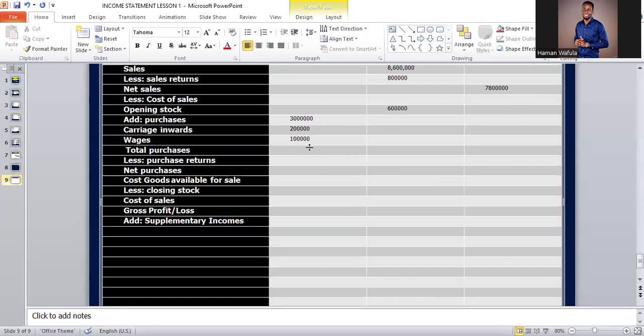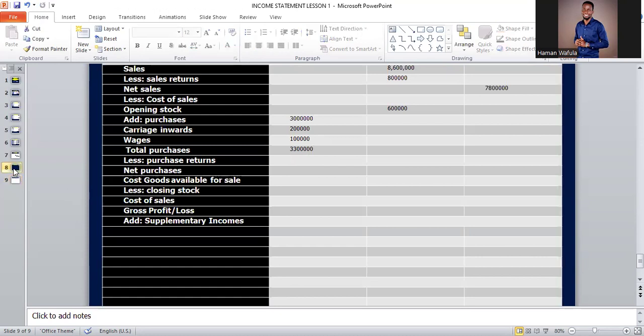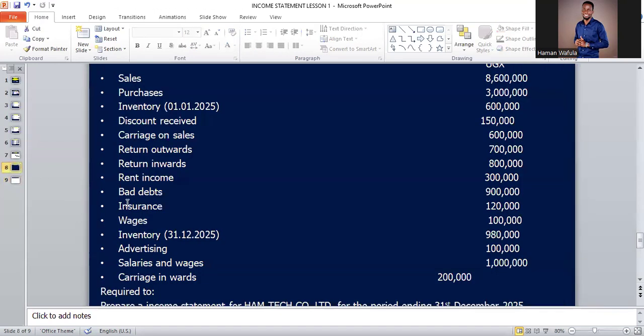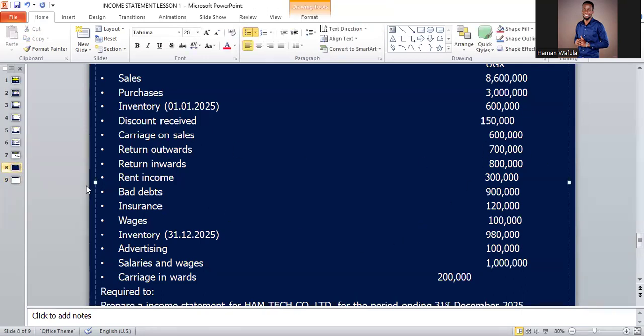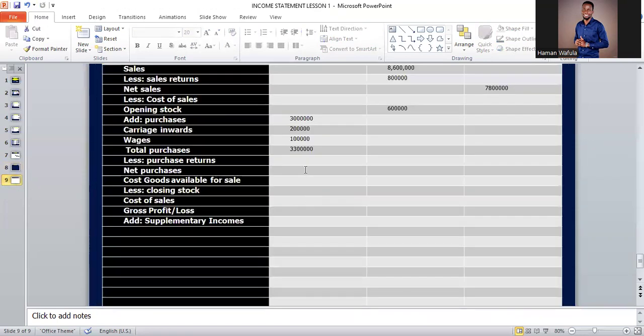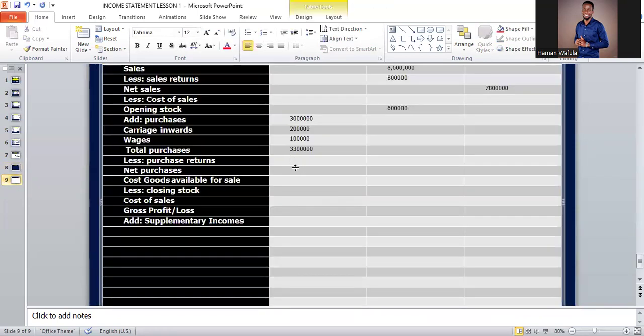So we have our wages. When you add the purchases plus carriage inwards plus wages, we get what we call the total purchases. That will be 3.3 million. Then we are supposed to less purchases returns so that we get our net purchases. Purchases returns, or what they call returns outwards, here we have 700,000. So we shall bring our 700,000 here.